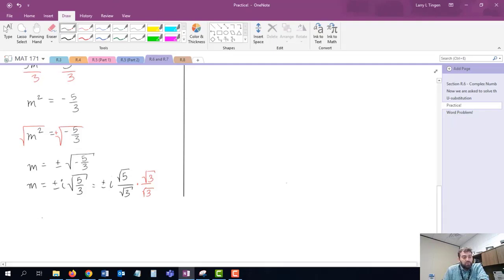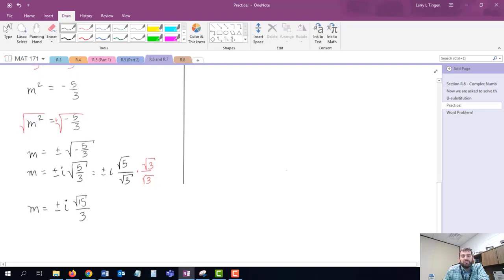And what do I have? I now find that m is the positive and negative i times square root of 5 times the square root of 3, which is the square root of 15, over square root of 3 times square root of 3, which is 3. This is the positive and negative. There's a lot going on in that answer.